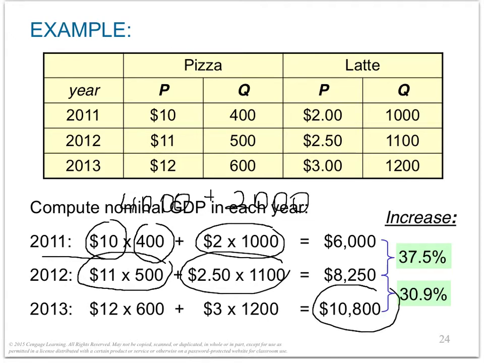Okay, so as you see, there is an increase in total spending, in nominal GDP, from 6,000 to 8,250, and then in 2013 nominal GDP is still increasing to 10,800. Part of this rise is attributable to the increase in the quantities. Okay, the quantities are changing. Pizza quantities from 400 to 500, 600, and latte quantities 1,000, 1,100 to 1,200. But part is also attributable to the increase in prices of pizza and latte. The prices are also increasing from $10, $11, $12, and from $2 to $2.50 and $3.